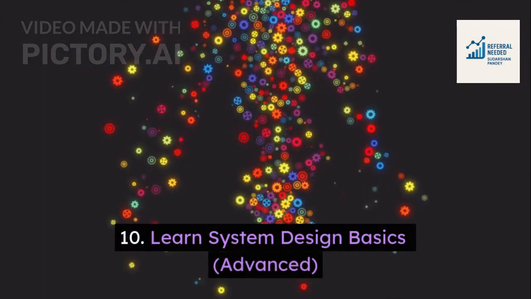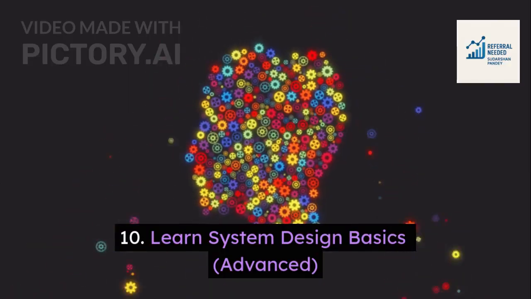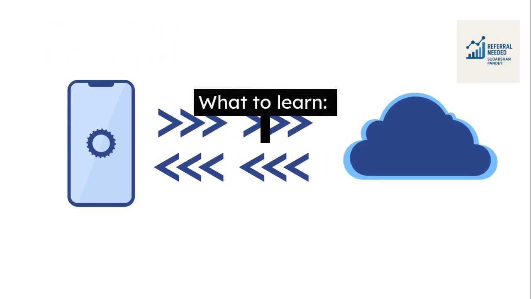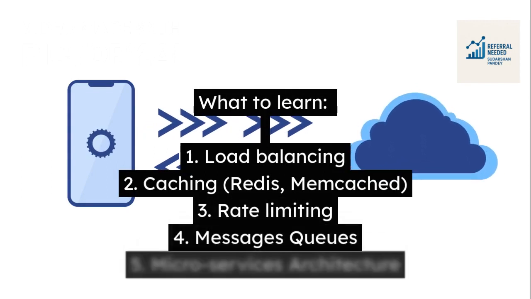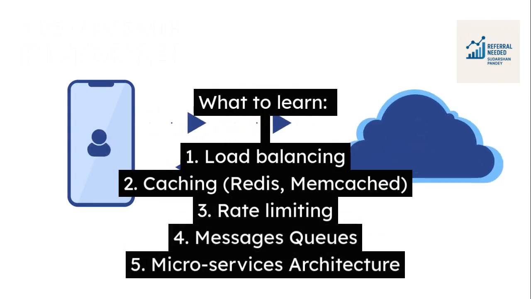10. Learn system design basics, advanced. What to learn? 1. Load balancing. 2. Caching, Redis, Memcached. 3. Rate limiting. 4. Message queues. 5. Microservices architecture.